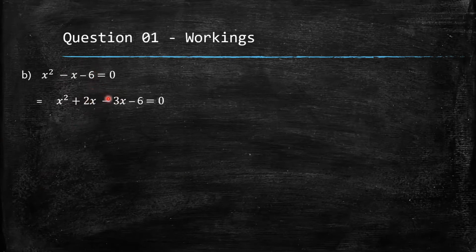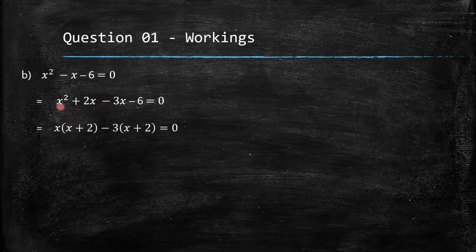So here plus 2 and minus 3 add up to minus 1, and plus 2 into minus 3 gives minus 6. So you will get a four-term quadratic equation here: x squared plus 2x minus 3x minus 6 is equal to 0. Now you can see these are my first two terms and these are my second two terms.